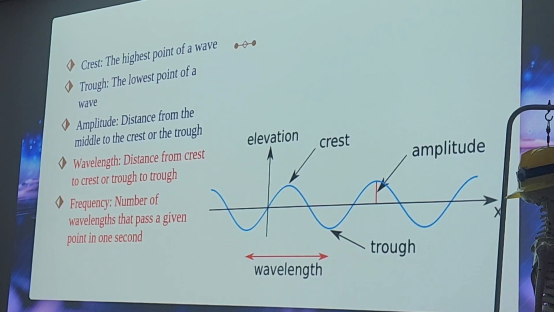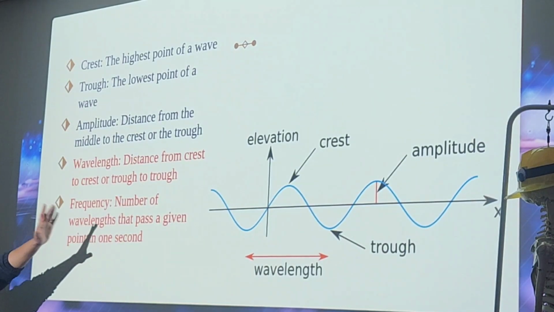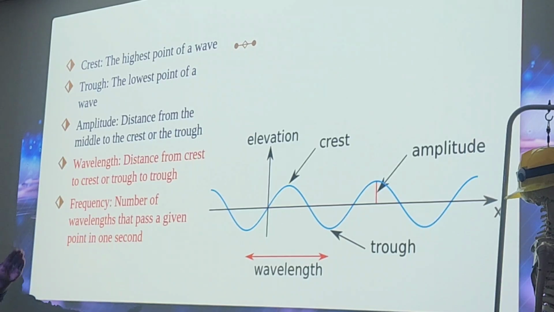You said don't worry about the amplitude? No, don't worry about the elevation. Wait, how is it two again? You count the crests. So frequency is the number of wavelengths. And what is a wavelength? Basically the distance from a crest to the next crest. So we have a crest here, we have another one here. So 1, 2.